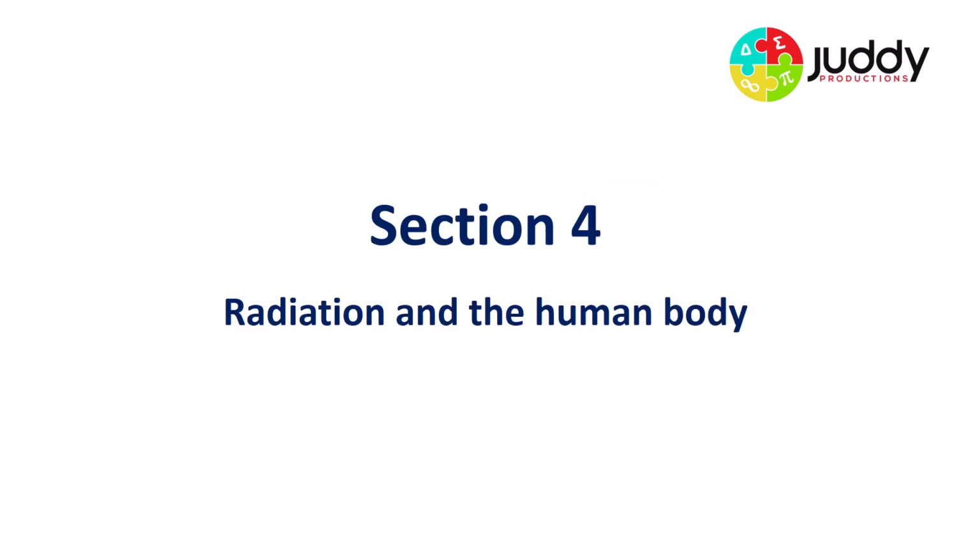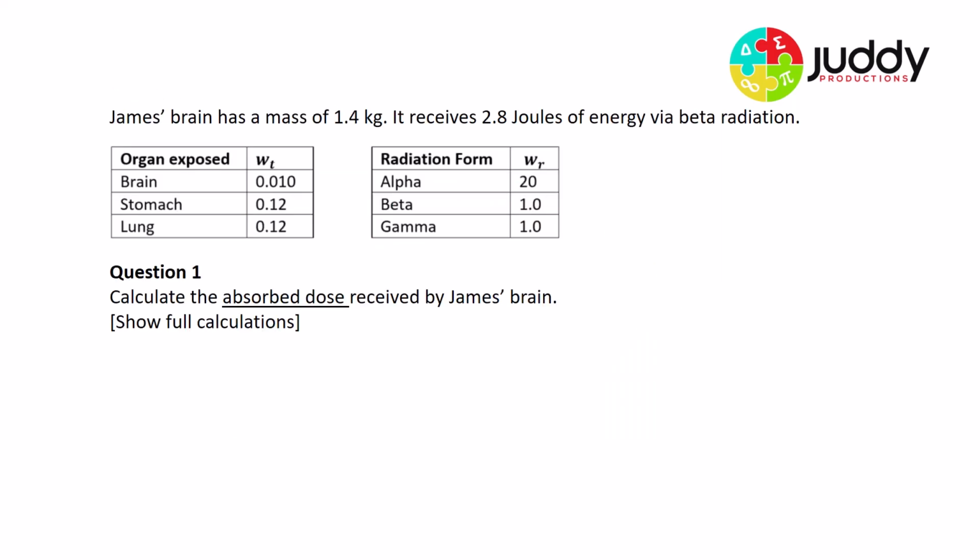Our final section, section 4, radiation and the human body. So a series of questions centered around the following. James's brain has a mass of 1.4 kilograms. It receives 2.8 joules of energy via beta radiation. Here's a table looking at the various organs and the tissue weighting. Here's a second table looking at the different forms of radiation and the radiation weighting.